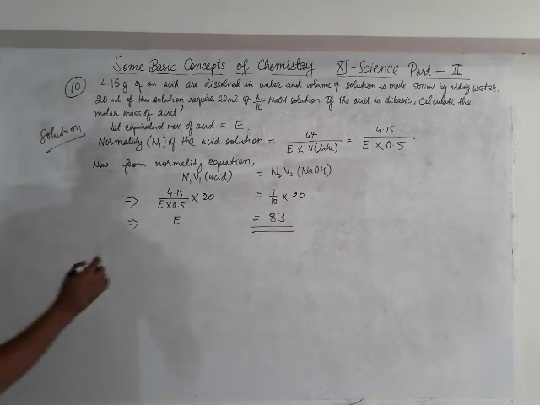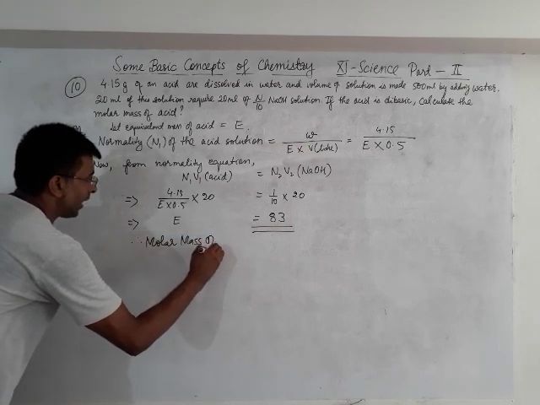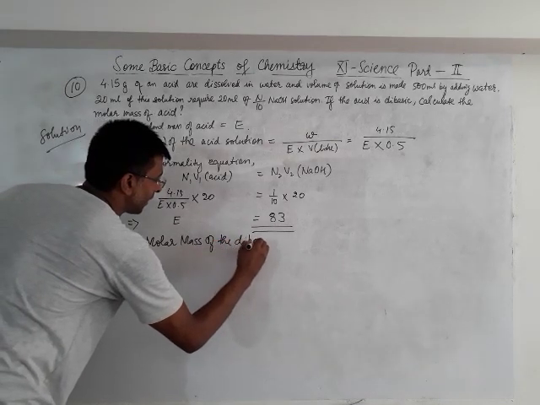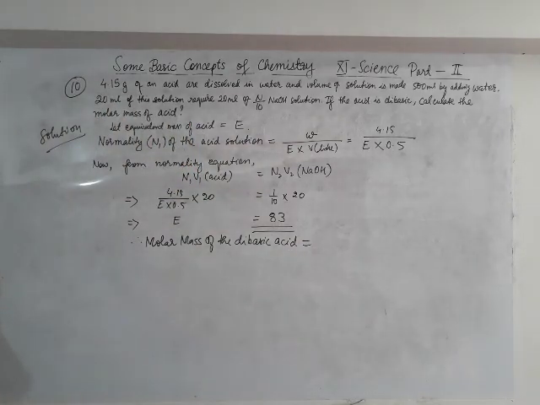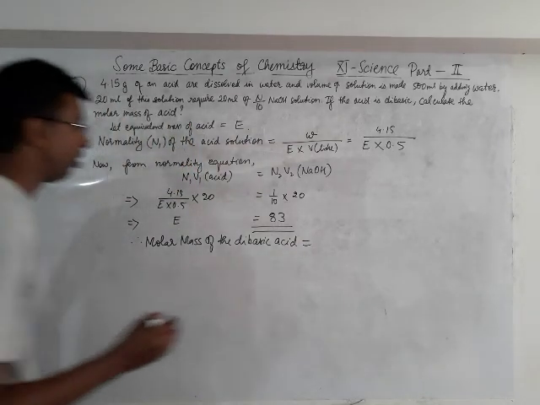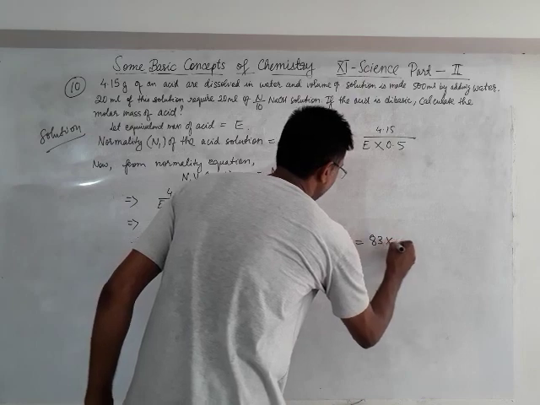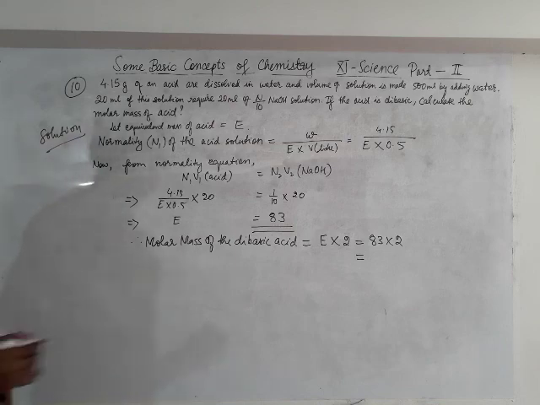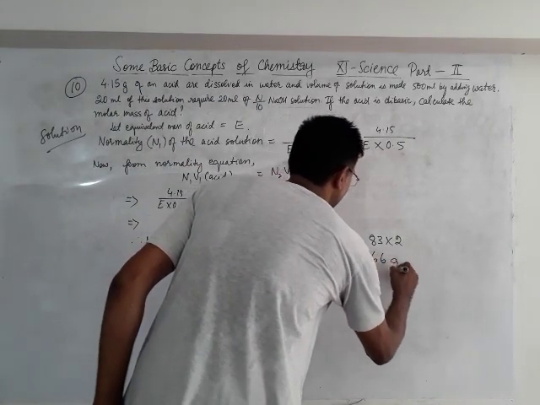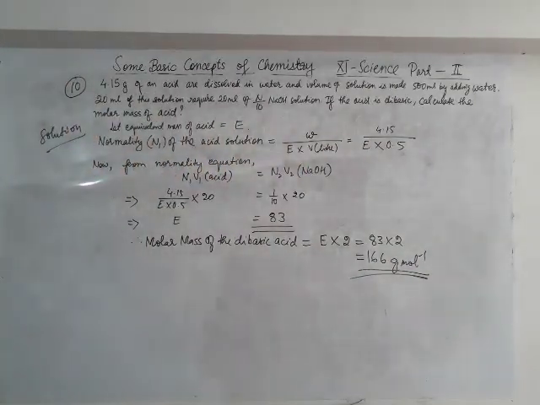Therefore, you can write down the molar mass of the dibasic acid will be equal to, it is a dibasic acid, so we have to multiply E into 2. Whatever value you have got, this value of E multiplied by 2, dibasic acid. So that is why it comes to 83 into 2. You simplify it, you will get 166 grams per mole. So this is the answer. Look at the question very carefully and look at the solution also. It is a very simple question.